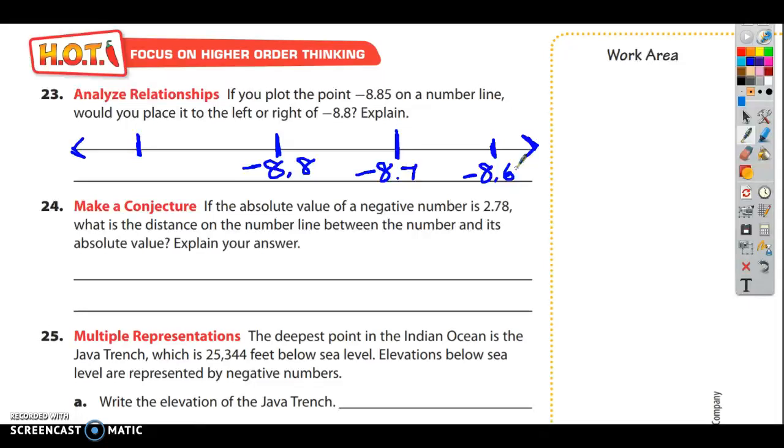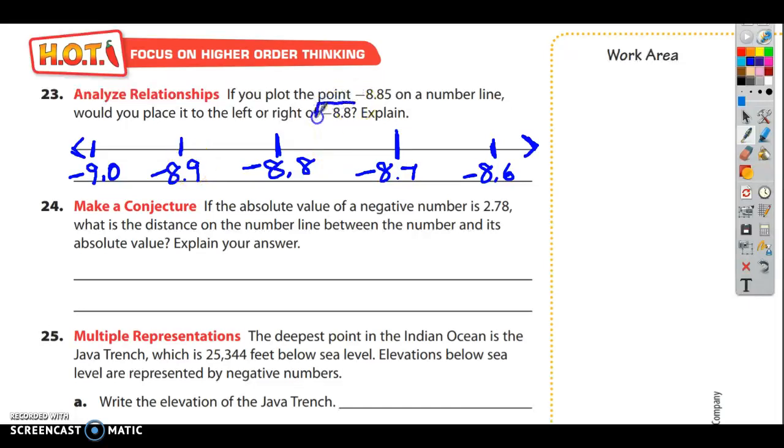What if I was going back to the left? I'm going to move this one just a little bit. What would be right here? Negative 8.9. What's after that? It's going to be negative 9.0. Now, I'm going to ask you to look at that number line and see if it makes sense to you, and I think it probably should. If I start here, negative 8.6, negative 8.7, negative 8.8, negative 8.9.